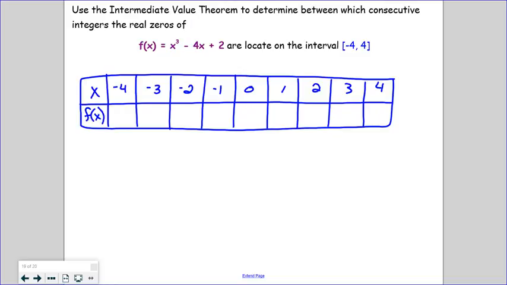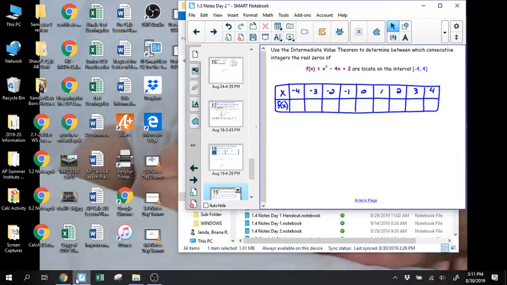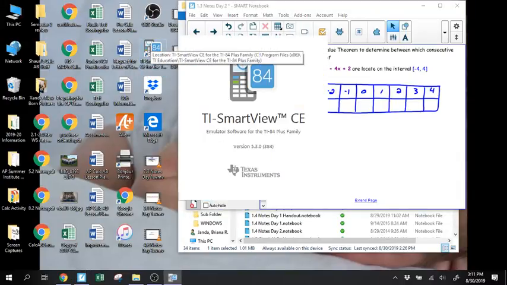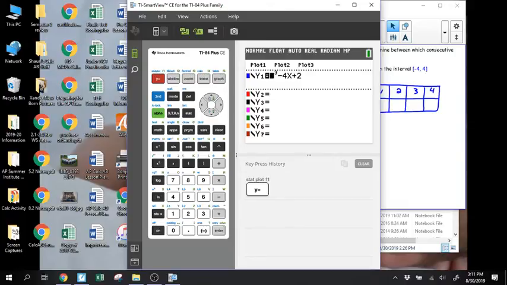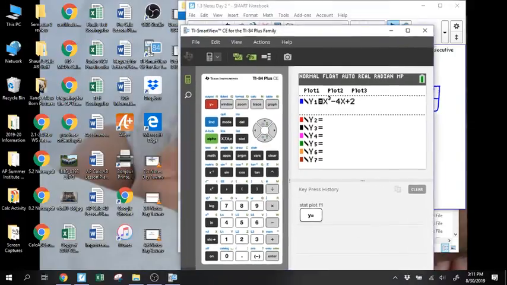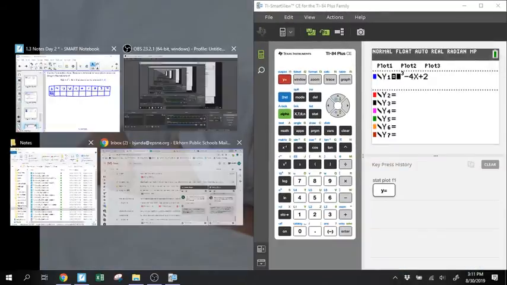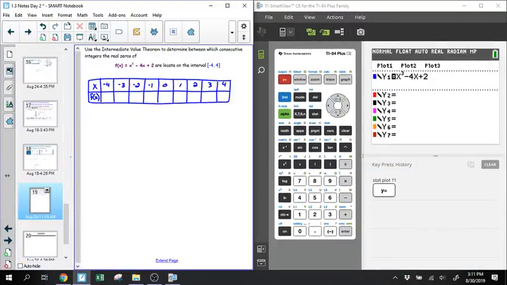Okay, while you're getting that set up, I'm going to grab my calculator so that I can show you a way faster way to do this on our calculators. Go type that into your y equals. Okay, in my y equals, I typed in the function x cubed minus 4x plus 2, which is what our equation was.